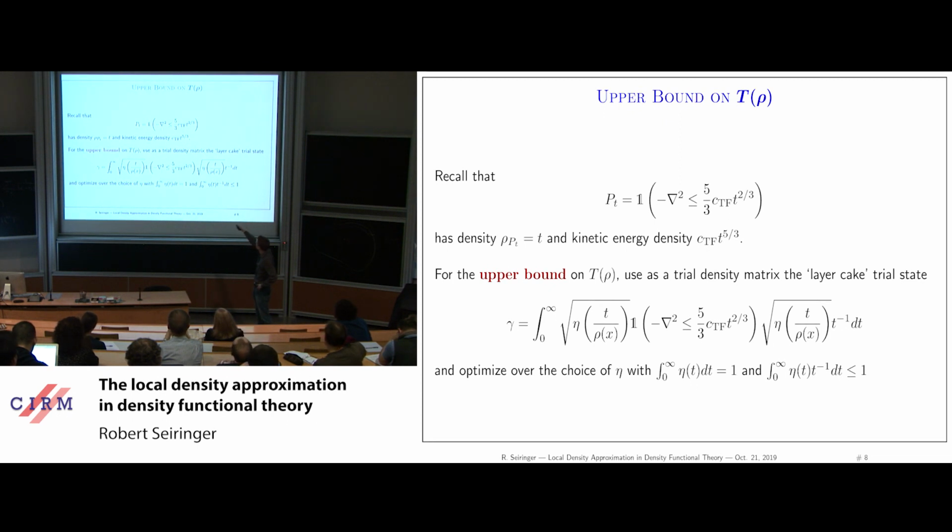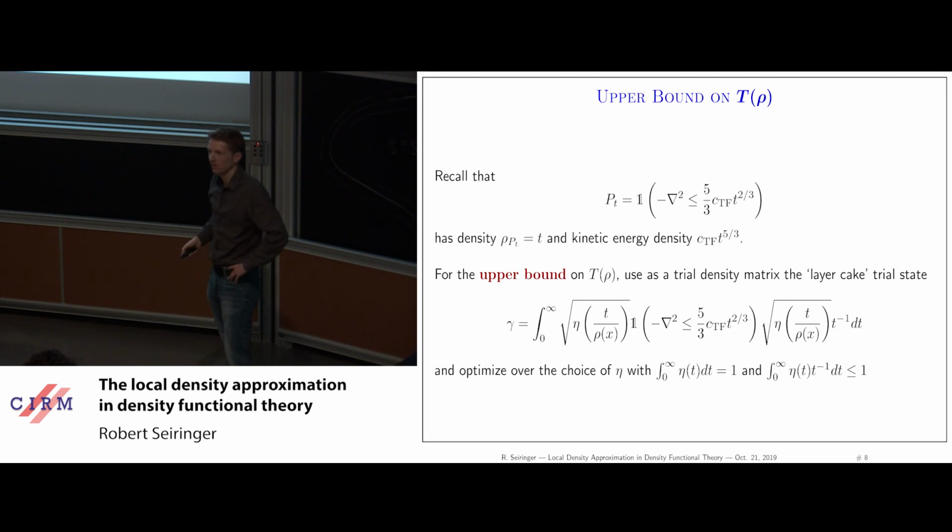If you look at the projection onto minus Laplacian being less than this number, which is the square of the radius of the Fermi ball, then you see that this has density exactly T, that's how it's chosen, and the kinetic energy density is simply the Thomas-Fermi constant times T to the 5/3. Okay, that's just the free homogeneous electron gas.